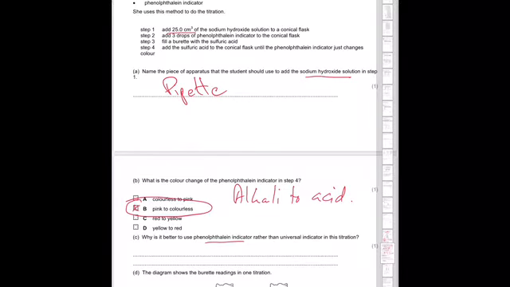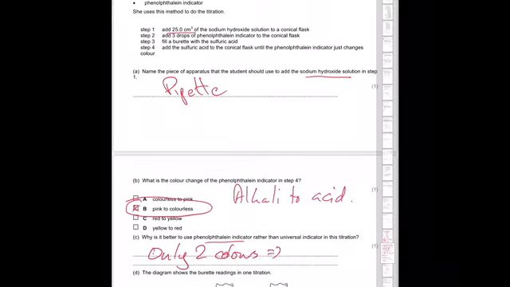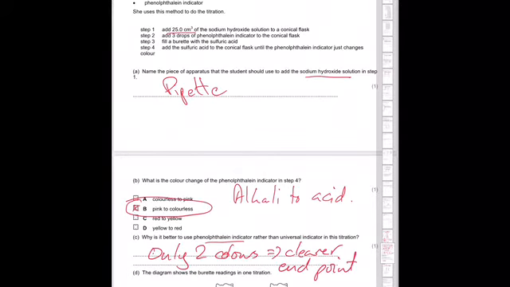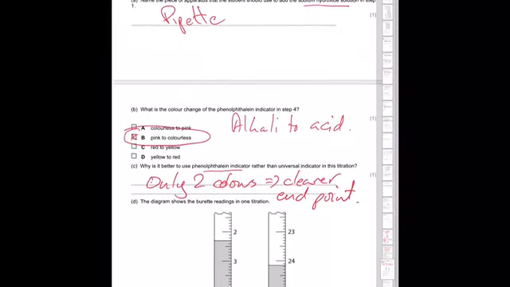Why is phenolphthalein a better indicator than universal indicator? Well, you've got a clearer colour change because there's only 2 colours that it changes between, colourless to pink, whereas it's much more difficult with universal indicator because you've got a range of colours there. It's more accurate because there's only 2 colours. That was the answer to the question there. There's only a change between the 2.